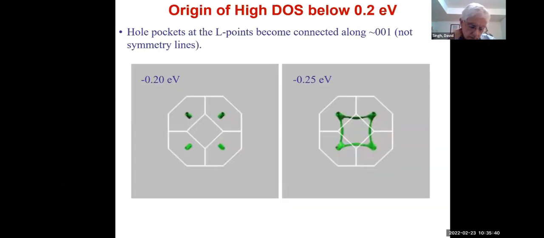And the reason is that if you plot the carrier pockets, you see that they reconnect at around 0.2 electron volts, where that onset was, from these small carrier pockets around the L points of the FCC Brillouin zone to interconnected pockets with these tube-like interconnections. And you see that these tube-like interconnections are not anything like spheres that would be characteristic of a parabolic band. So the band structure is unusual.